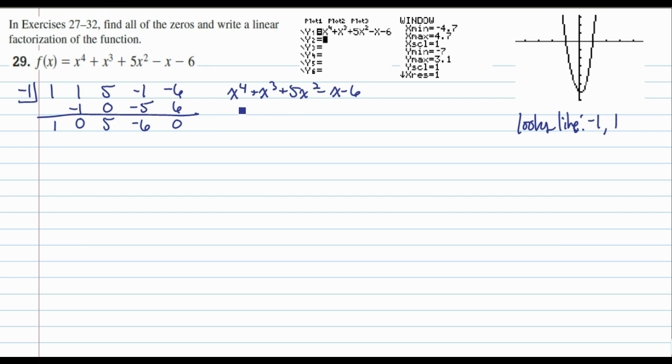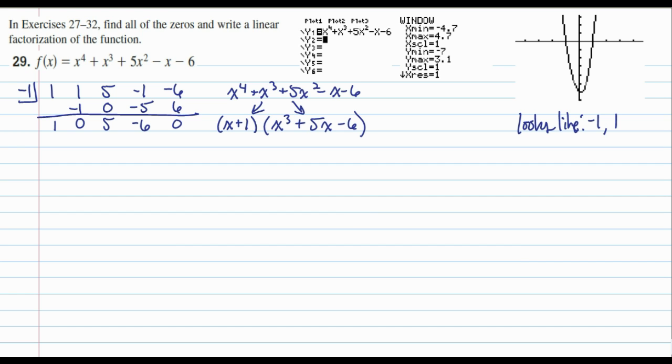So I started out with the polynomial x to the fourth plus x cubed plus 5x squared minus x minus 6. I did synthetic division. So essentially I divided by x plus 1, x minus the number I used, the k value. So x minus -1 is x plus 1. Then I got my quotient: 1x cubed, no x squared terms, 5x minus 6. So I'm beginning my factorization process.